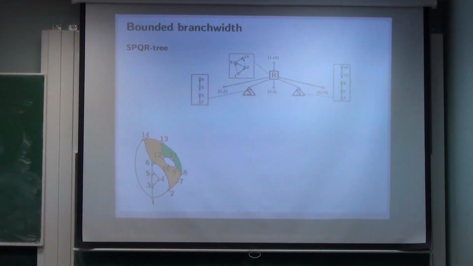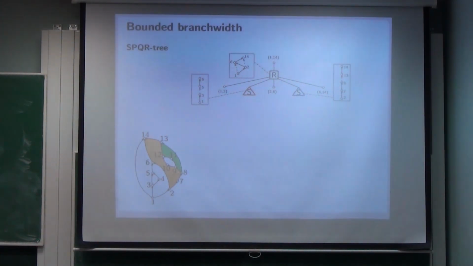Okay, so you have seen that in a way we can decompose the graph along cut vertices and then build it up together. There exists a data structure which is called SPQR tree. Have you heard about it? No? Nobody heard about it?